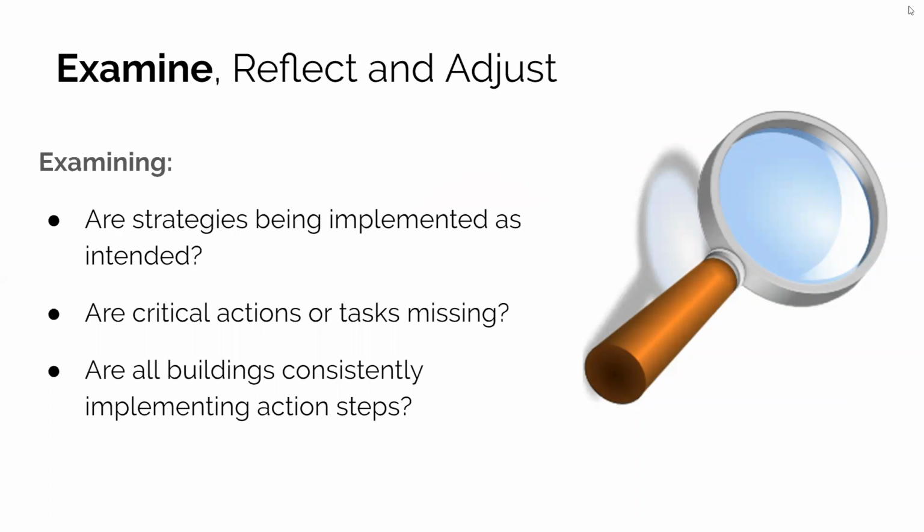Thorough implementation occurs when the set of actions and strategies are implemented as designed with accuracy and consistency. When examining implementation, consider the following questions. Are strategies being implemented as intended? Are critical actions or tasks missing? Are all the buildings consistently implementing the action steps?